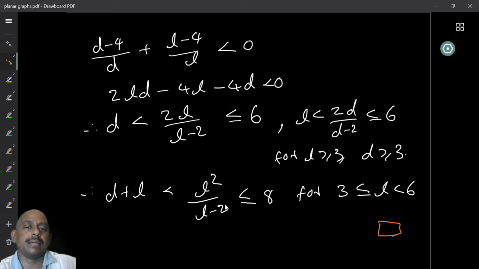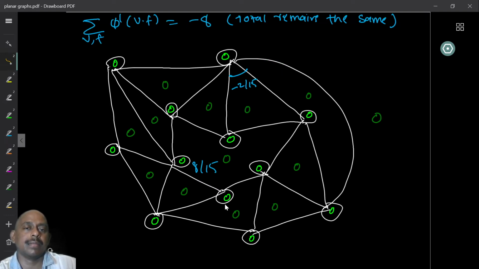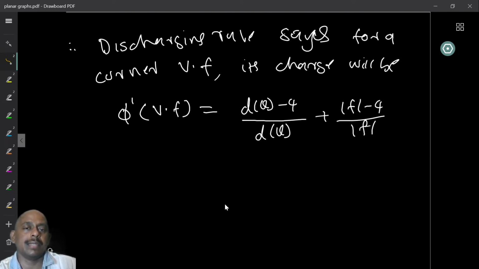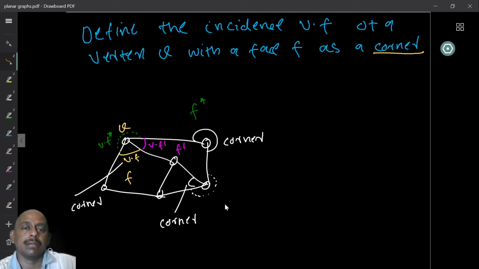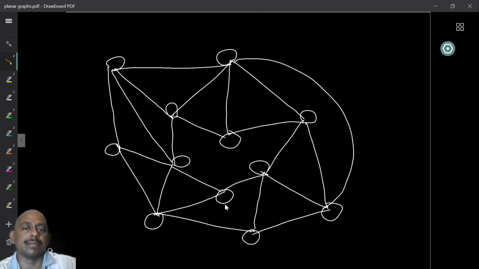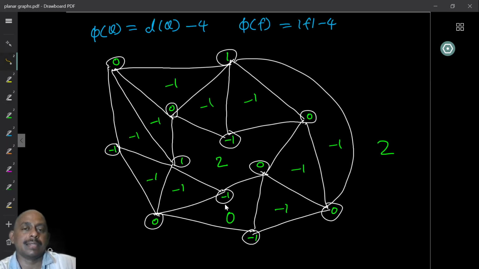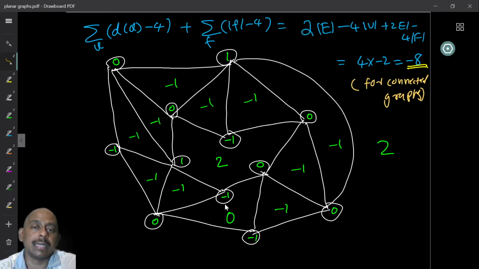So what we did in this was the following, right? We started by giving charges to the graph, vertices and faces. Then we use Euler identity to show that the total charge is a negative number, right? And basically, we can show that it is less than 0.